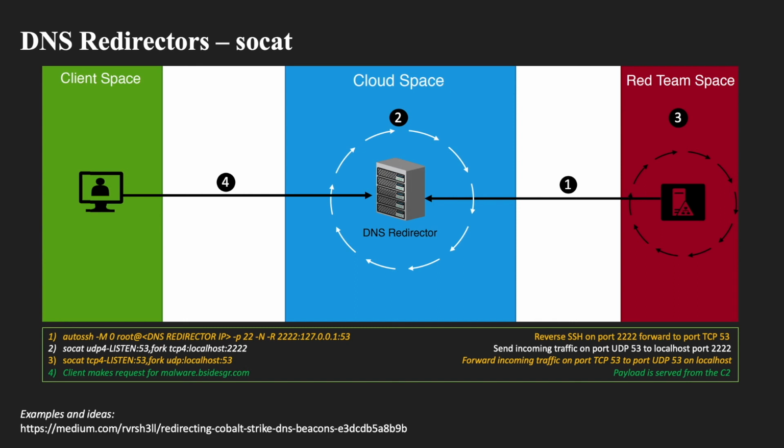DNS traffic is a bit trickier, just because the reverse SSH connection is TCP based and DNS is UDP based, and therefore we have to do some additional steps here. For this reason, the traffic we receive on the redirector will be translated to TCP. So UDP coming in will be translated to TCP and sent over the reverse SSH tunnel. On the in-house server, we have another instance of socat running, taking in that TCP traffic and converting it back to UDP in order to be used as DNS as it is.